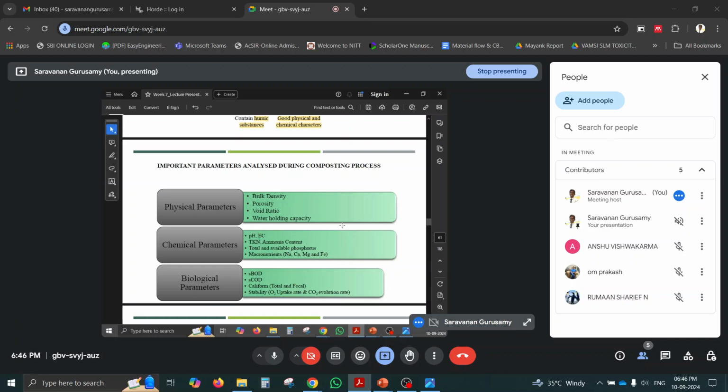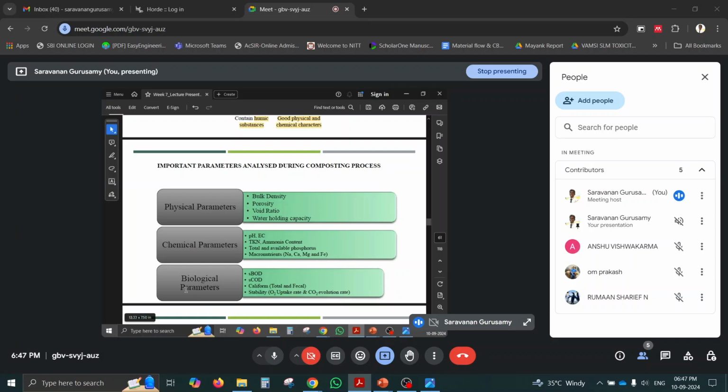And then total and available phosphorus. These are the important nutrients required for plant growth: N, P, and K, nitrogen, phosphorus, and potash. So these three should be at an optimum level in any compost to be used as a soil amendment. And then macronutrients such as sodium, calcium, magnesium, iron should be present in minor quantity. That's also required for a good compost.